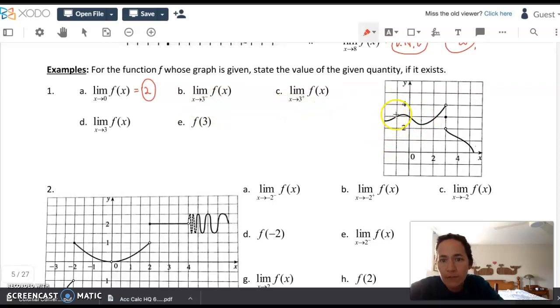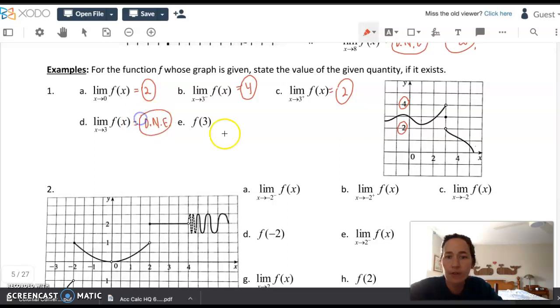3 from the left, let me start from the left and stop when I get to x equals 3. We're up at 4. 3 from the right, start from the right, stop when you get to the x value 3. Your y value is going to be 2 down there. And a common follow-up, is there a limit for 3 from both sides? Well, no, because b and c were not the same answer. So a DNE for that one.